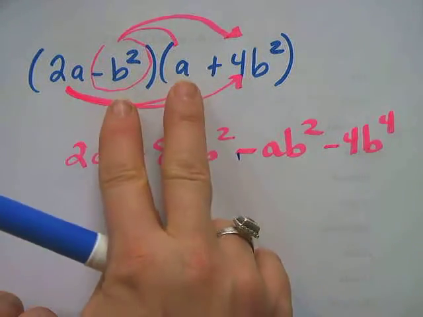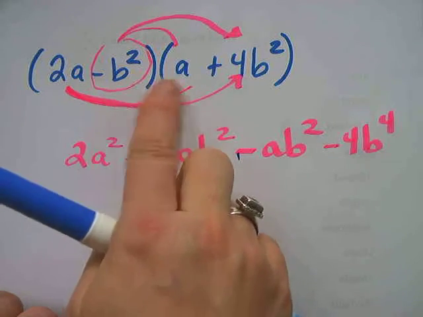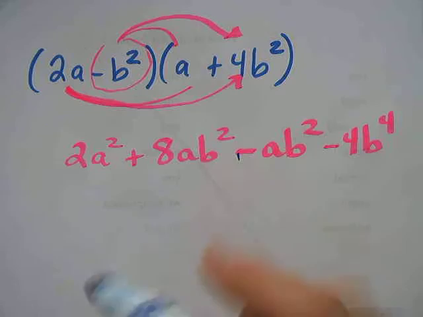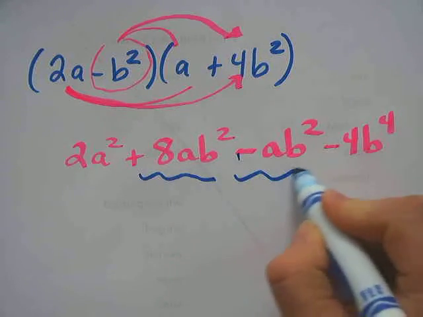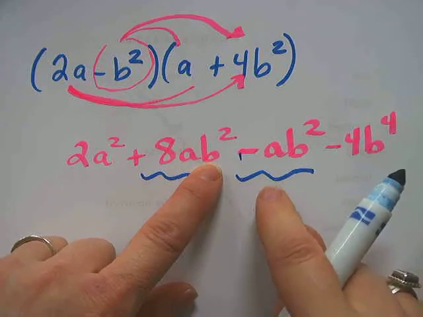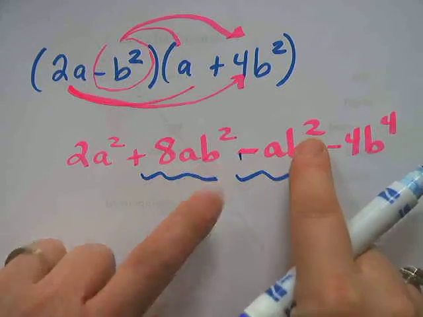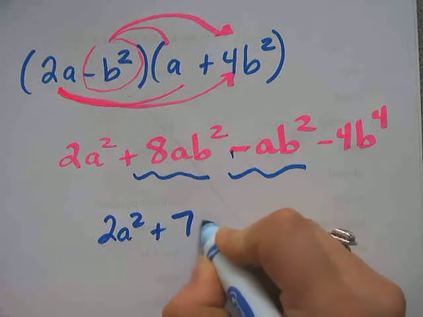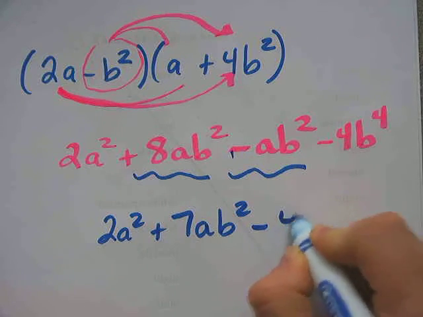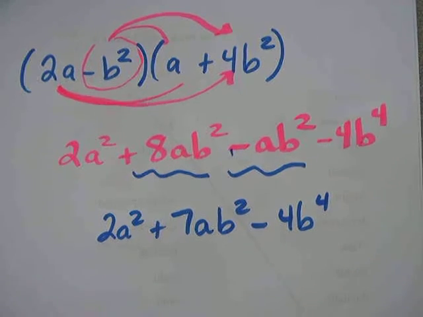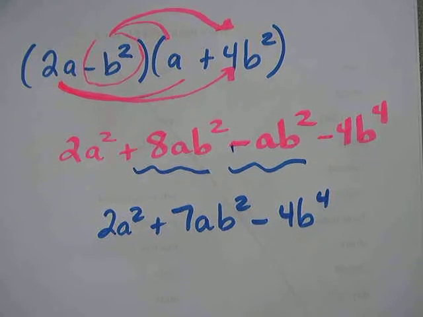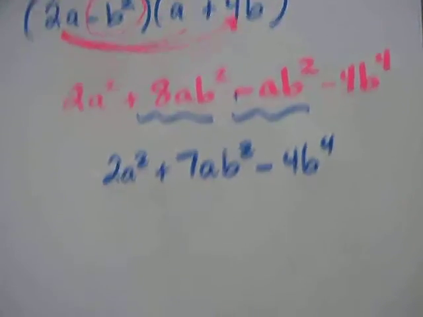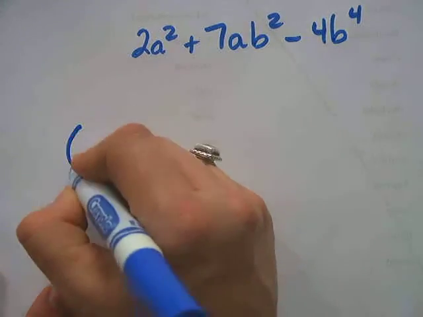So notice that the signs of addition, subtraction, subtraction carried down from whatever the sign of the product was. So in this case, negative b squared times a is negative ab squared, so we put a subtraction sign. Now if you notice, 8ab squared minus 1ab squared can be simplified. So we end up with 7ab squared, and there's our final solution.